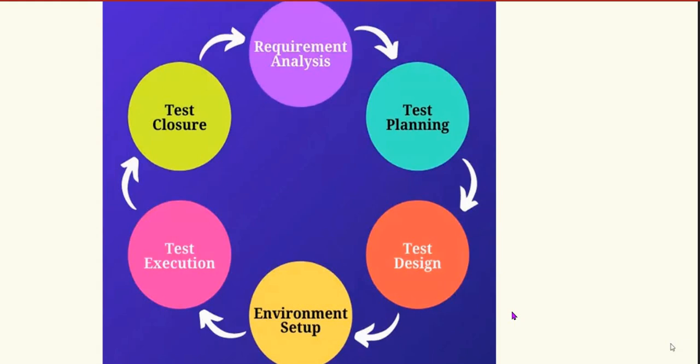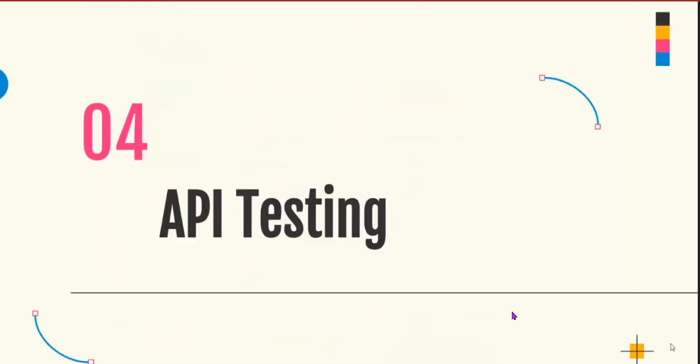So this is about the software testing lifecycle. Next, it's API testing. API is nothing but application programming interface. The word application refers to any software, and the word interface is like a service between two applications. So it can be defined as how the two communicate with each other using requests and responses.